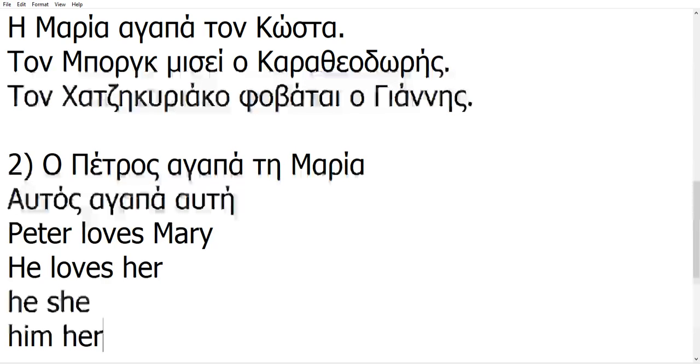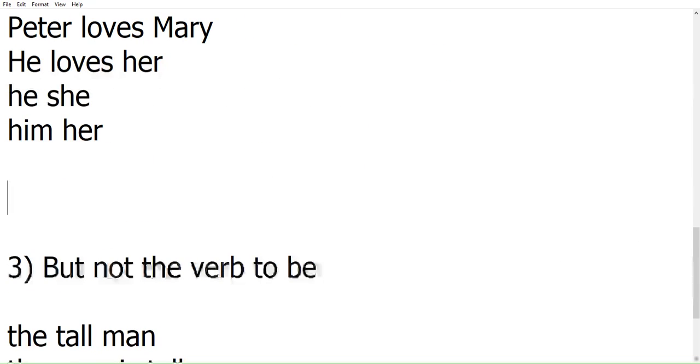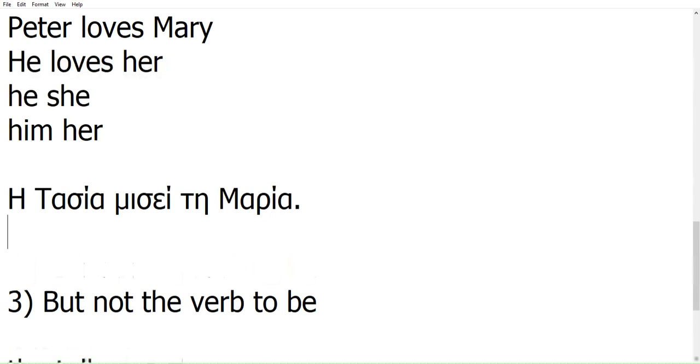So if I can rephrase the phrase and say something like he loves her, but let's have another one with different genders. So Tasia hates Mary. I could rephrase this to mean she hates her. And now I know her, whatever her is replacing, Mary is the object.